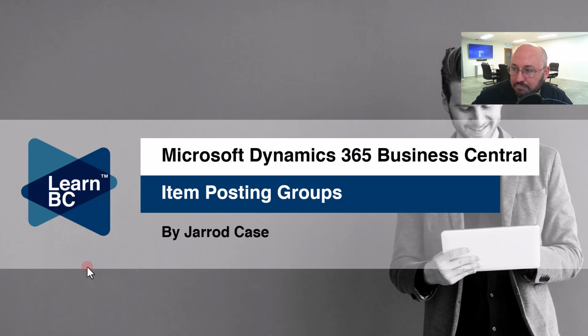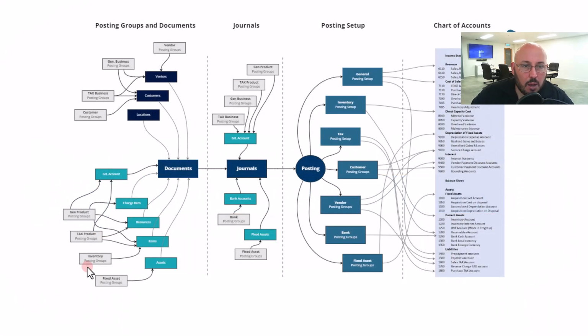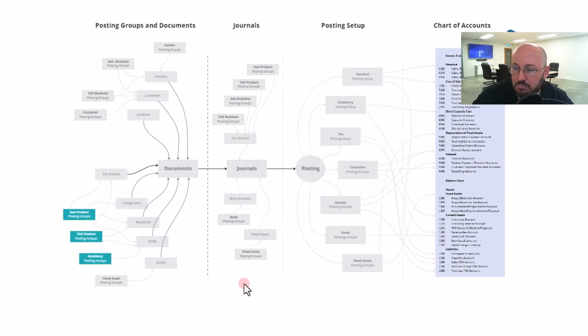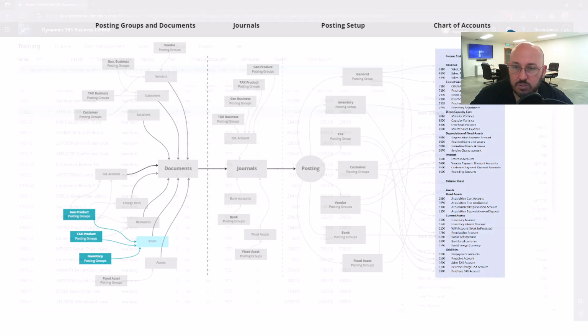We're talking about item posting groups. Let's get started. With the master matrix of all of our posting, we're now talking about the general product posting group, the tax product posting group, and the inventory posting groups. These all sit against our item card. Let's have a look in Business Central.